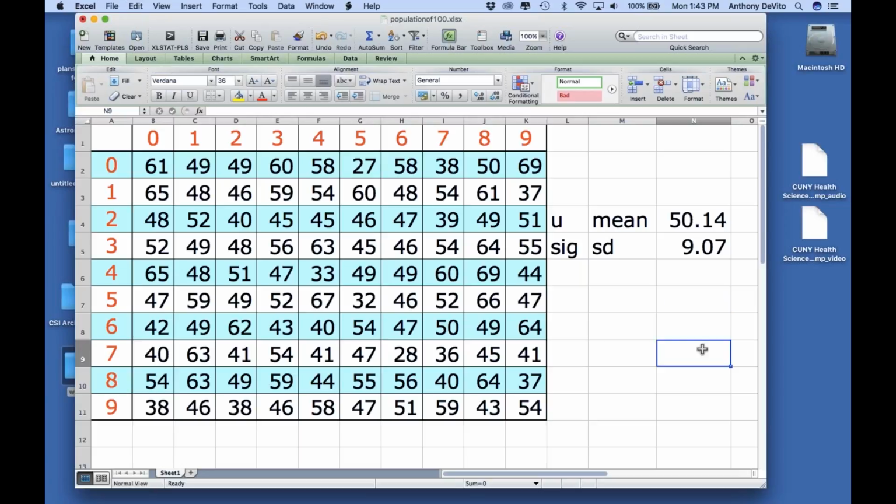So now, we as statisticians are going to look at this population. We don't know any of these numbers. As far as we're concerned, all of these squares here are blank.